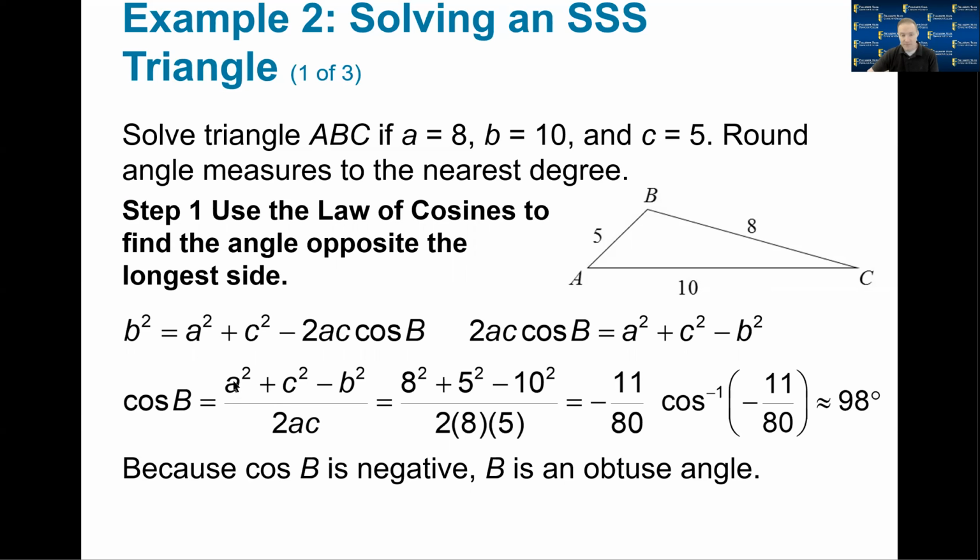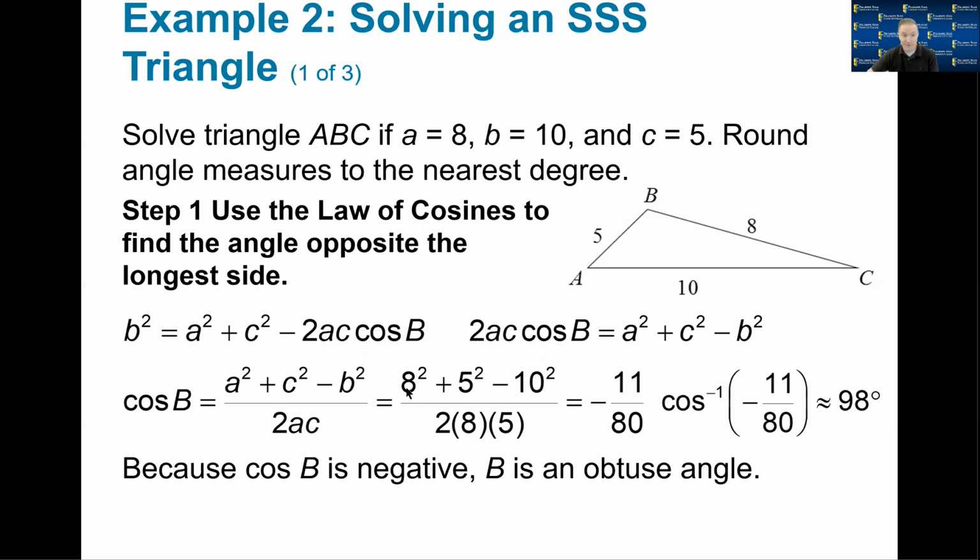So the cosine of b is going to equal a squared. Well, my a squared is my 8 squared here. I apologize, it's the side opposite a. So a squared is your 8 squared plus c squared, that's your 5 squared. And then minus b squared, so minus 10 squared, all divided by 2 times a times c, 2 times 8 times 5.